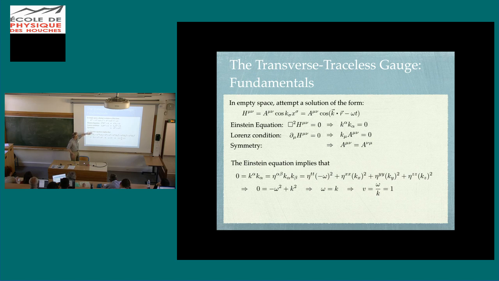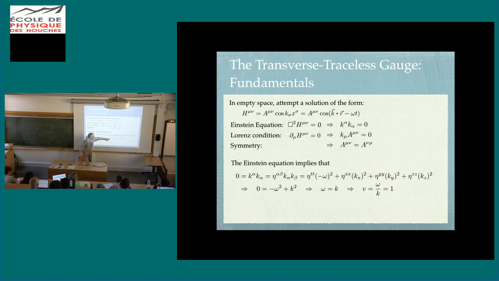So the Einstein equation implies that this is 0. If I write out what that means in this particular case, using the flat space metric, minus omega squared times eta sub tt is an overall minus omega squared, and then these three terms, and basically I get this, where k is the magnitude of the spatial part of the wave vector. And that just says omega equals k, which means that the phase velocity is the speed of light. So that's what the Einstein equation says.